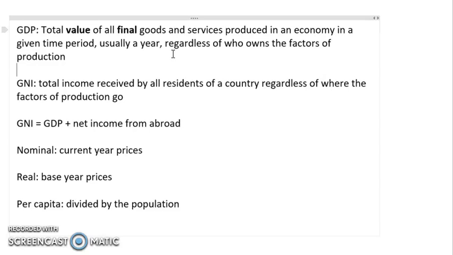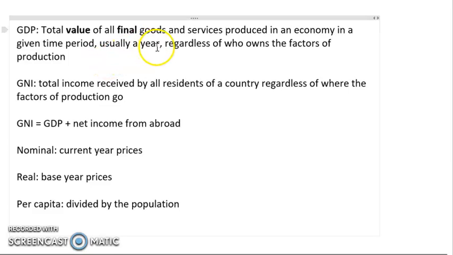So think about an apple. Well, actually, no, apples could be made into apple juice. Think about a car, right? A car is a final good because you're not going to use that car to build a truck or anything like that. Anyways, GDP is the total value of all final goods and services produced in an economy in a given period of time, usually a year, regardless of who owns the factors of production. So the key part here is the given time period. GDP is not measured across the lifespan of a country, but in a given time span, and usually you look at annual GDP.